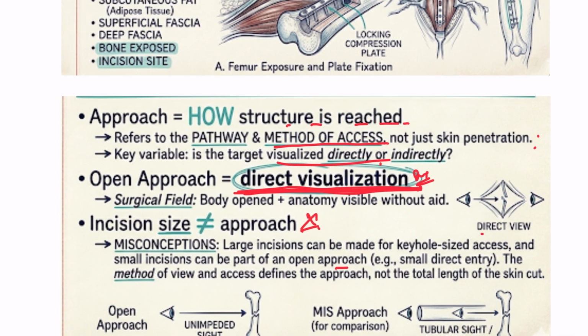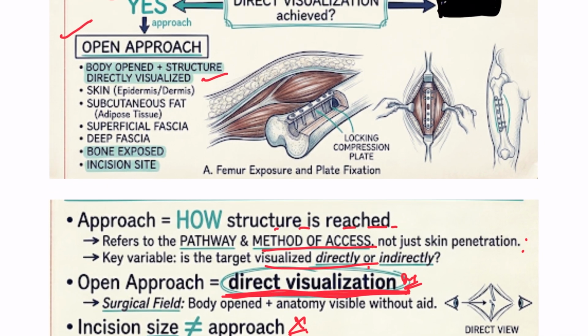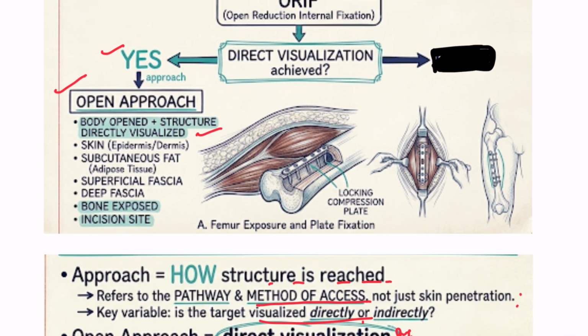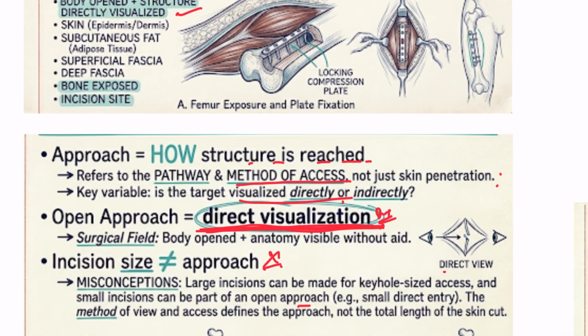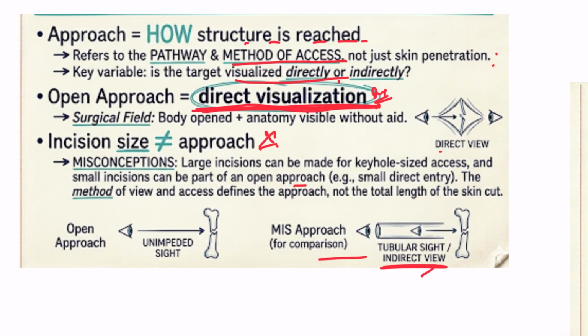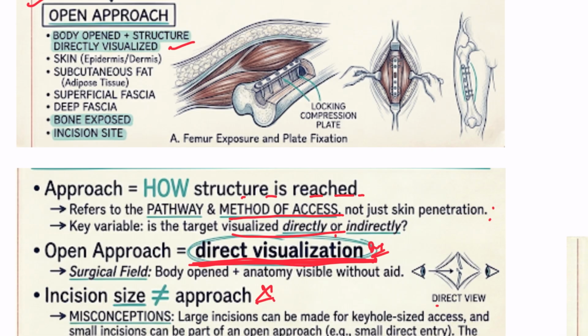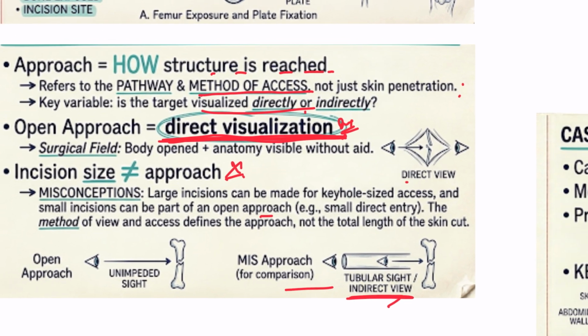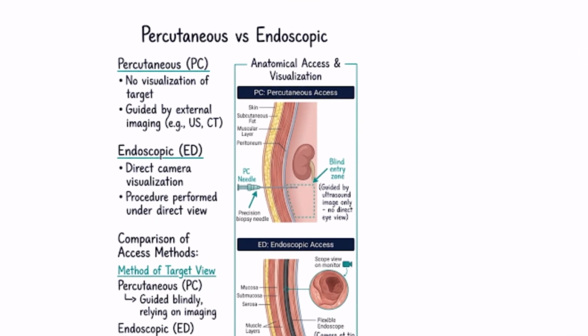Before we move forward, let's quickly see what we have built. We have seen that approach is not the procedure name, it's not about how complex the surgery is. It comes down to one simple question: how did the surgeon reach the structure? And we saw that when the structure is directly visualized, the approach is open. Now, because open is one part of the picture, the real clarity we can get is if we can distinguish it from everything else. So now let's move to a situation where the body is not opened in the traditional sense.